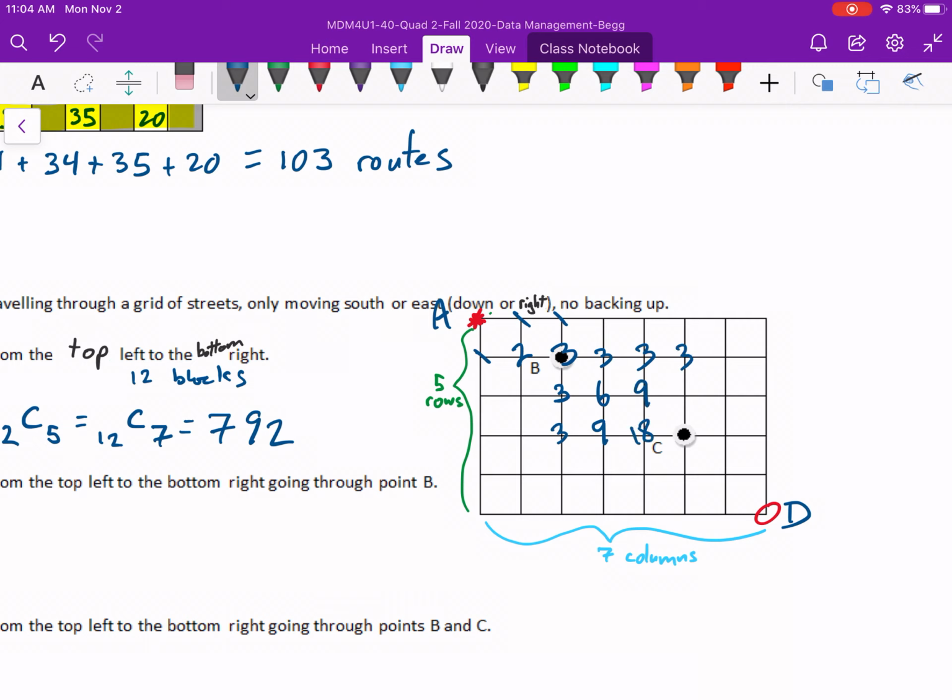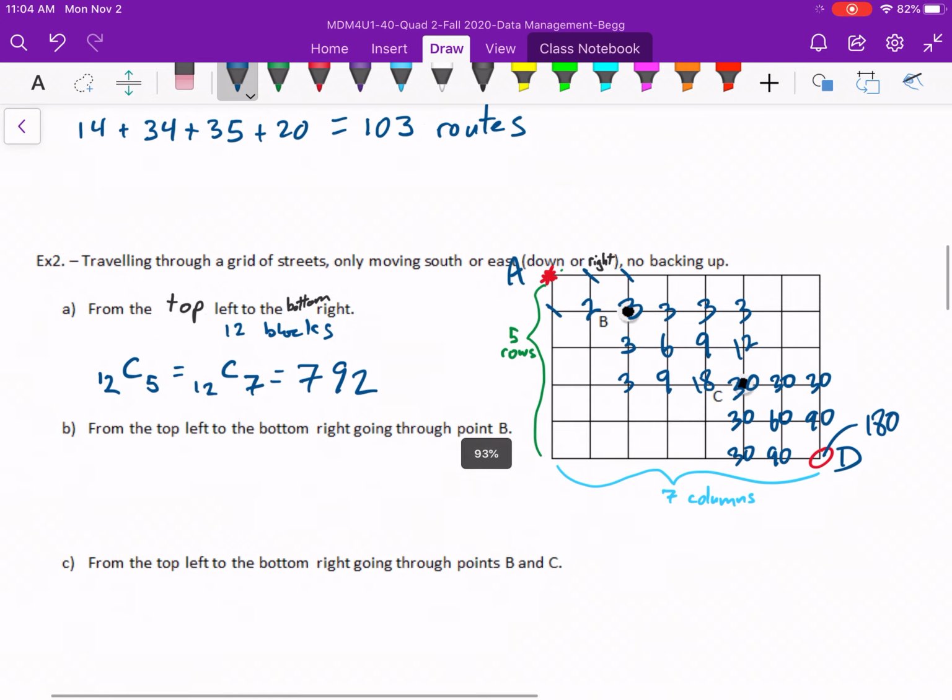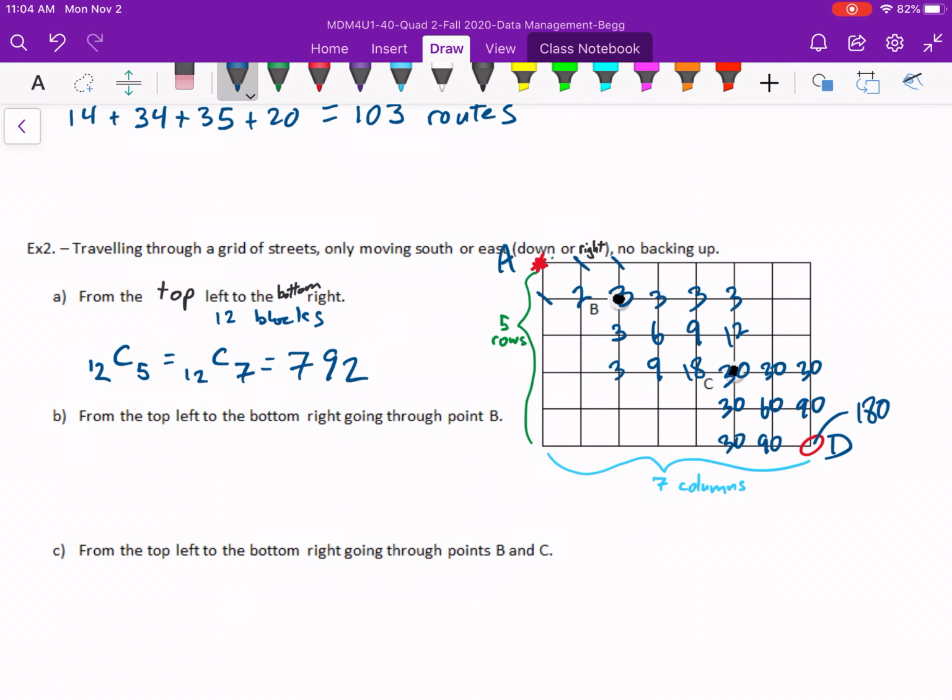I'd have 18 and 12, and then I'd have 30 ways to get from A to C. And then from C, I could go to D by going 30, 30, 30, 60, 30, and 90, 90, and finally at D, I'd have 180. Okay, so we got 180. So this time I started just by counting first, and I got 180.